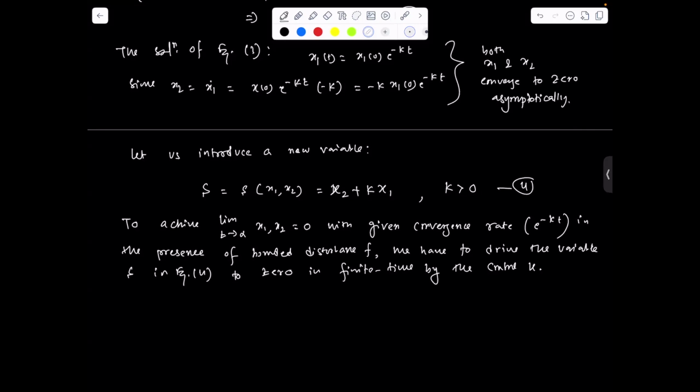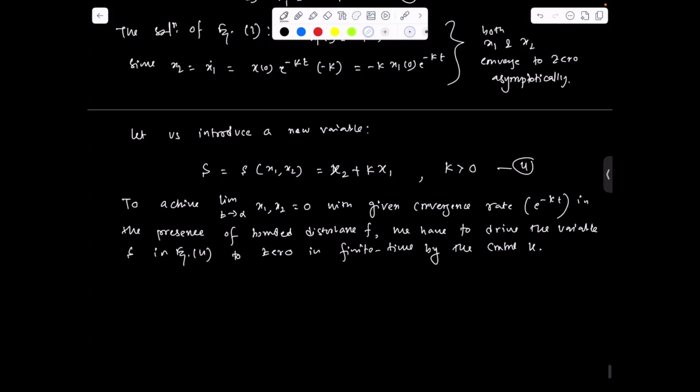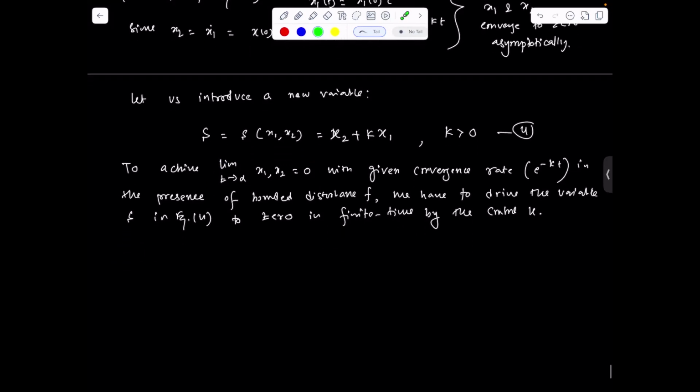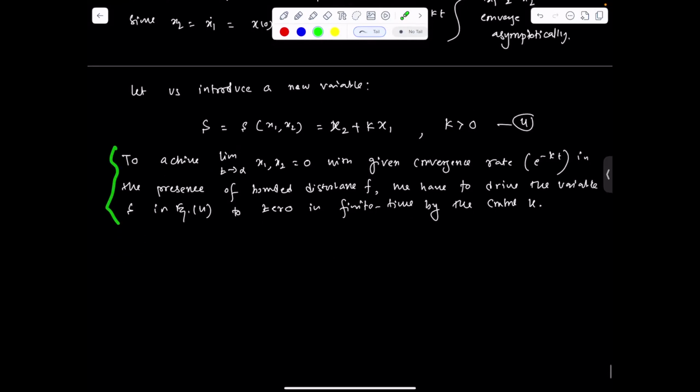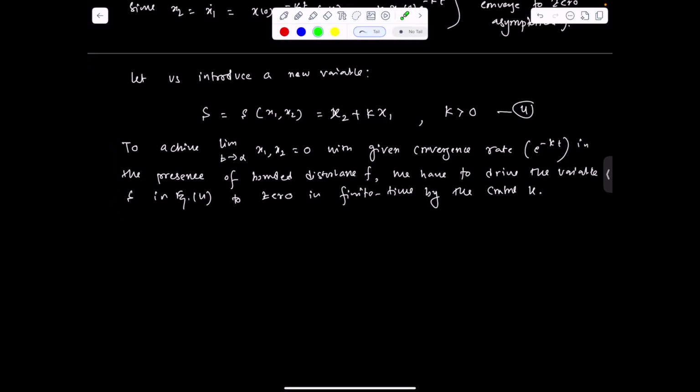So we can say that if s goes to 0 in finite time, then also x1 and x2 evolve to 0 in a finite time, right? So this part can be achieved if you have the Lyapunov function. We have to choose a Lyapunov function, right? Lyapunov stability condition.